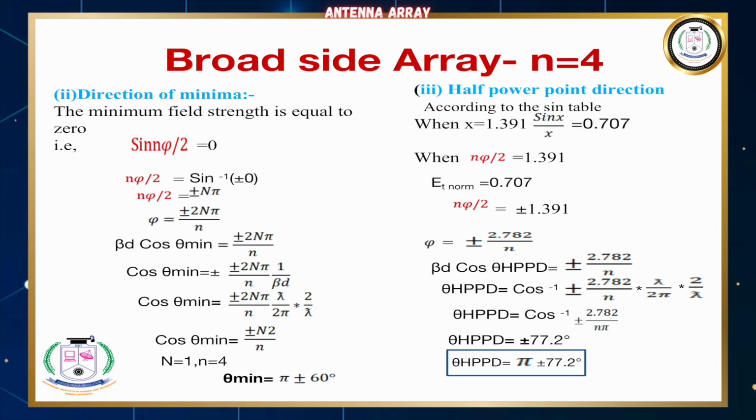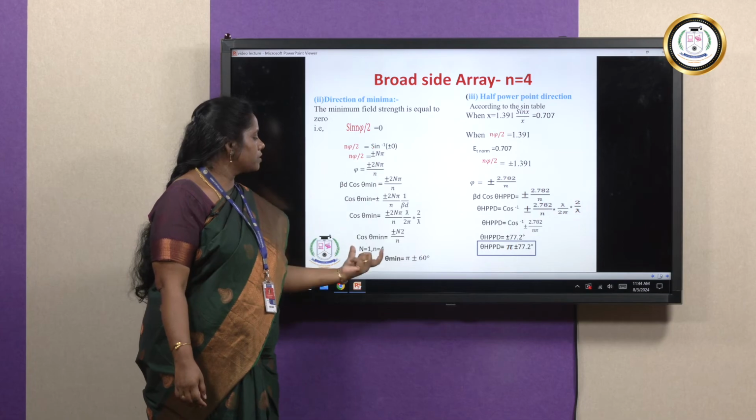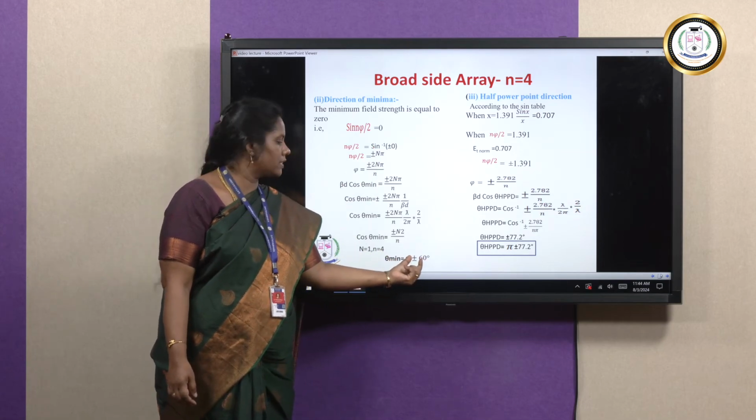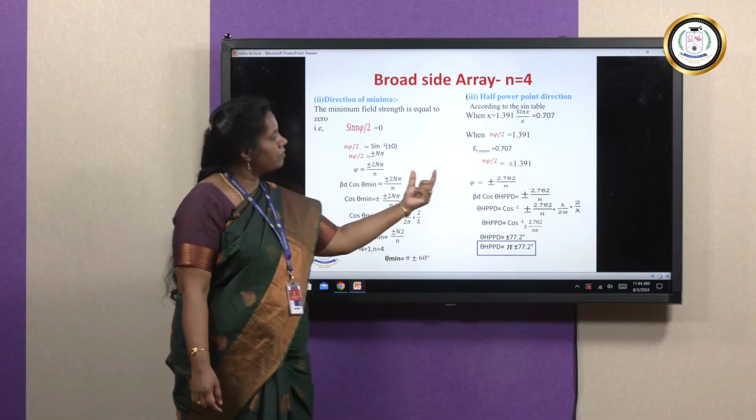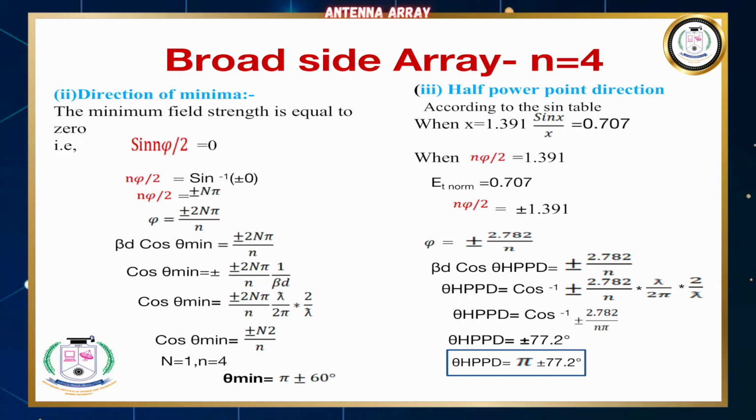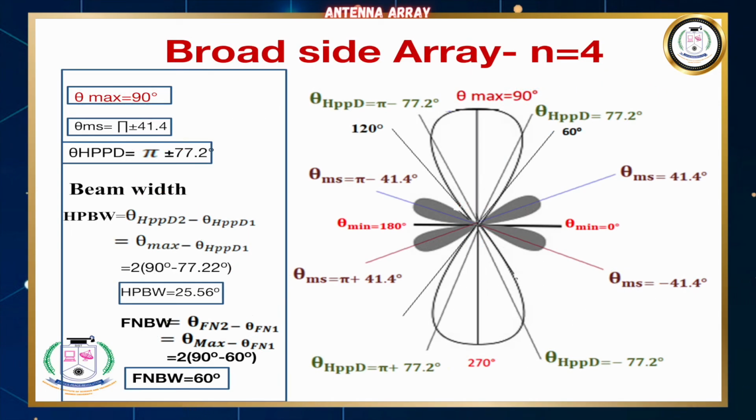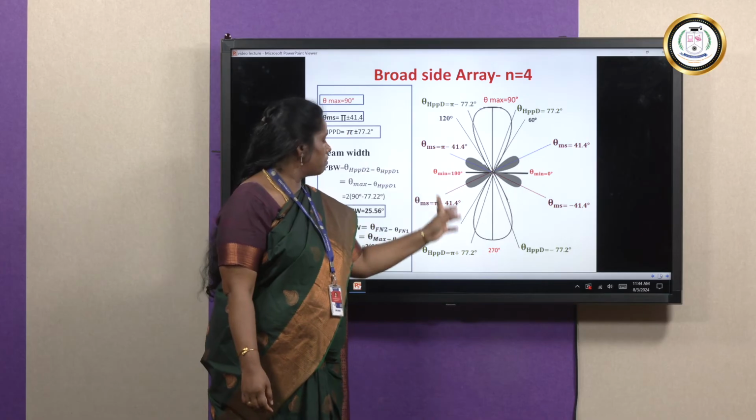So now direction of maxima, next direction of minima. For direction of minima, the same numerator sin(n psi by 2) is taken as 0 because of minima. After substitution we will get pi plus or minus 60 degree as an angle. Next the half power point direction, beta d cos theta at the half power point direction. When we substitute the value, we will get pi plus or minus 77.2 degree. So this is what happens when the isotropic sources are increased: more side lobe information exists. These are the angles marked here.